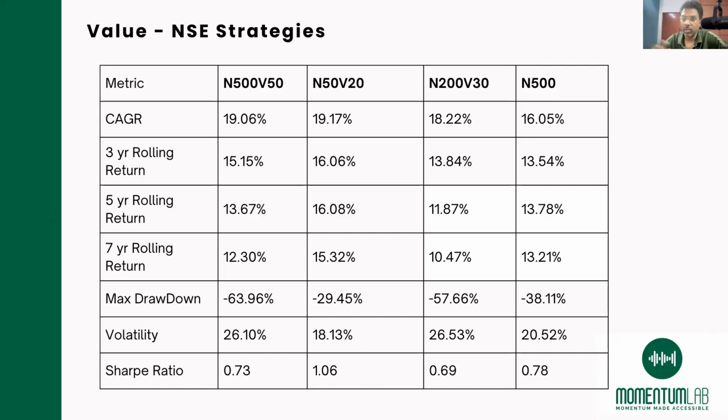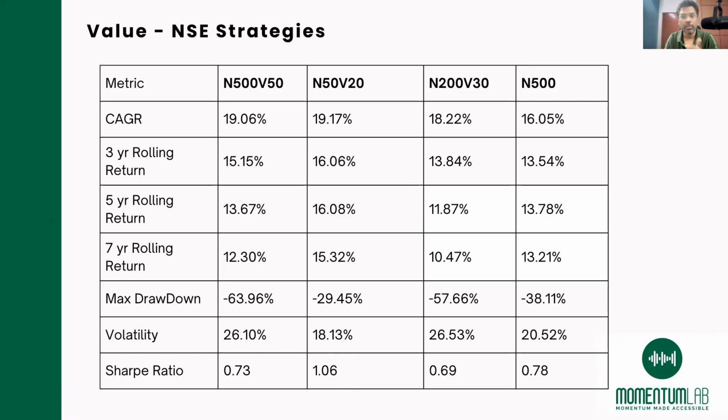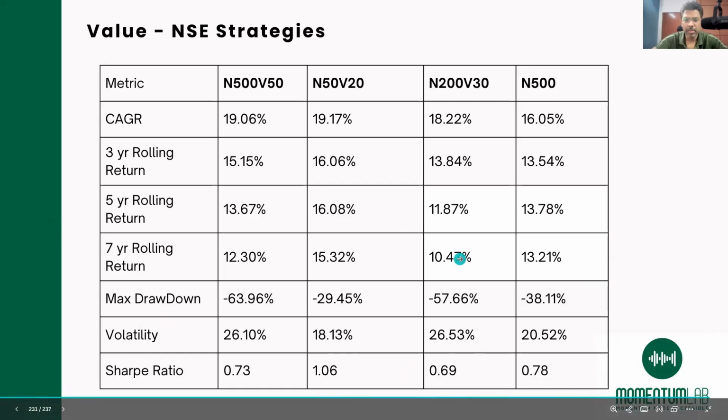And then you see that the Sharpe ratio is actually greater than 1 in Nifty 50 value 20, because I'm taking the excess returns divided by the volatility. That number, let's say I'm taking 19.17 divided by 18.13. So this is 1.06, Sharpe ratio greater than 1. So there's a higher reward per unit of risk in Nifty 50 value 20 compared to even the benchmark Nifty 500 as well as the other two value strategies. So that's the beauty of Nifty 50 value 20.